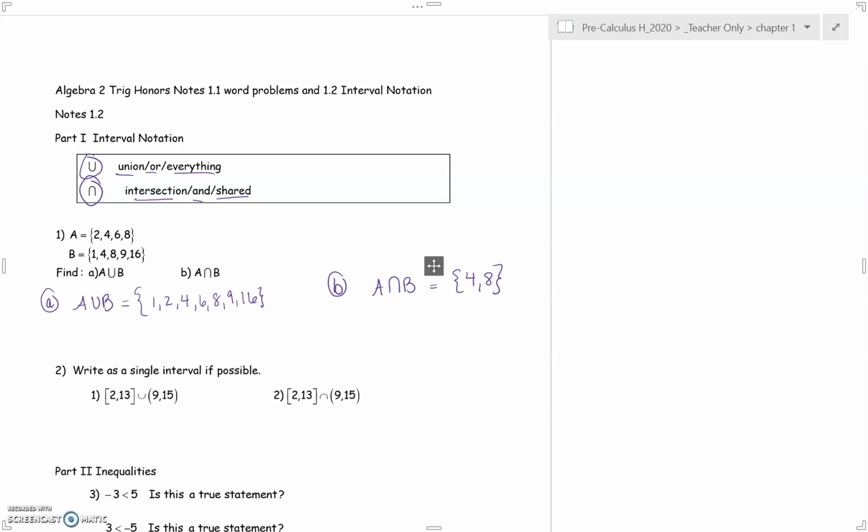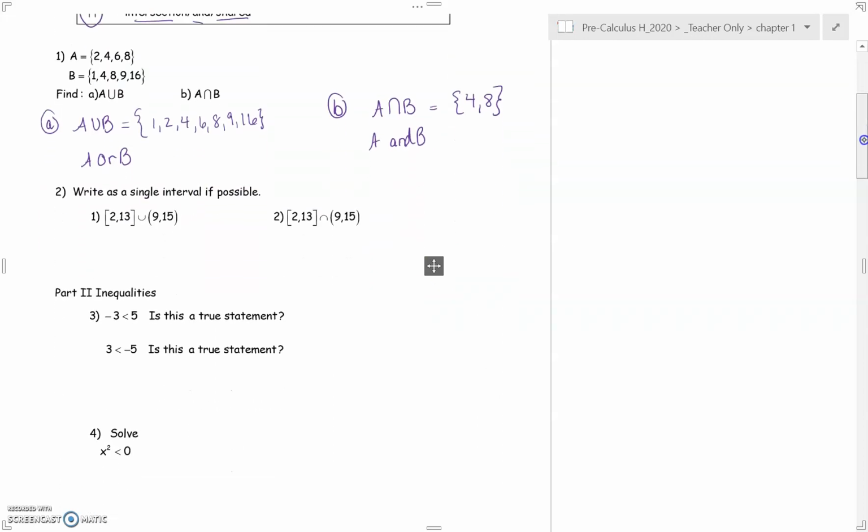Okay, let's check our work. So A union B, you're thinking, what elements are in A or B? So I listed all of the elements, but for intersection, I would say, what elements are in set A and in set B? Okay, so now let's go ahead and practice a little bit with interval notation.